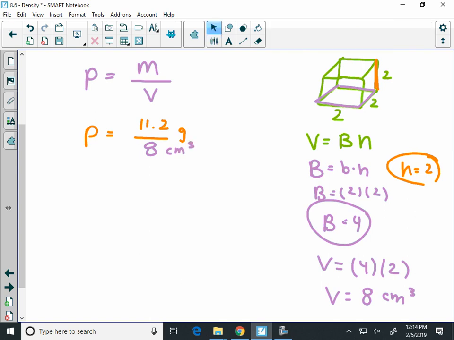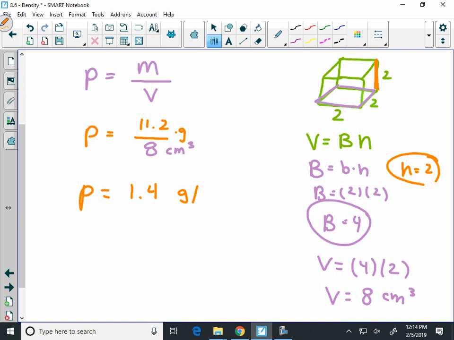Okay? So then you just simplify this in your calculator. What's 11.2 divided by 8? 1.4. So the density of a cube of sugar is 1.4. We would label it grams in the top per centimeters cubed in the bottom. That's the density of a cube of sugar. Questions over that? So sometimes you're not given the volume, you're just given dimensions, and you have to find the volume on your own, and then plug it into the formula.